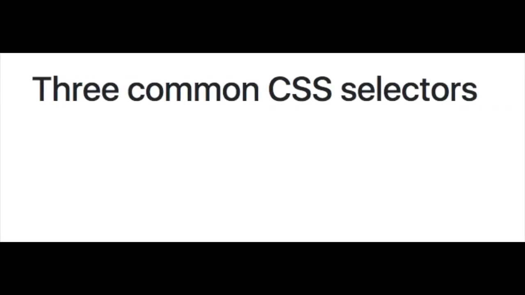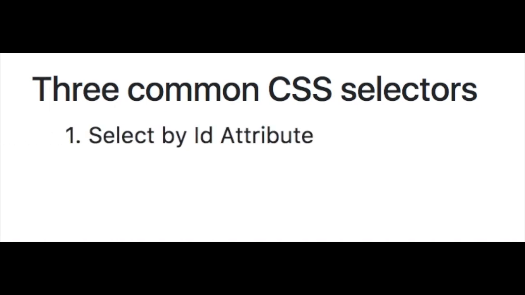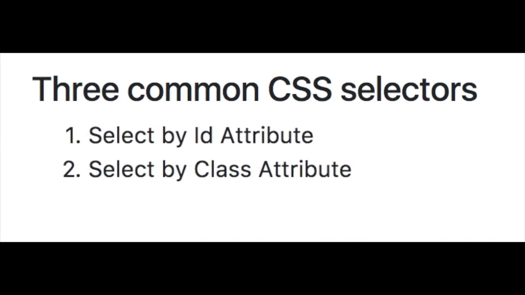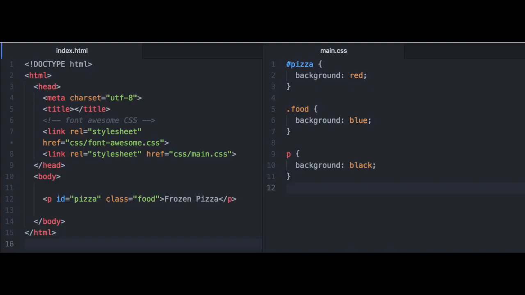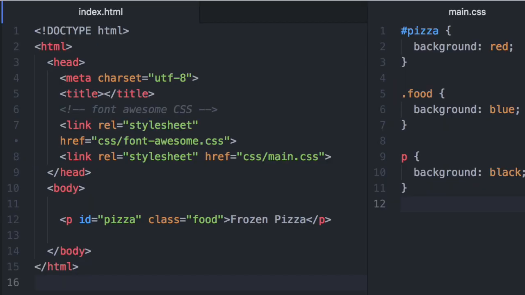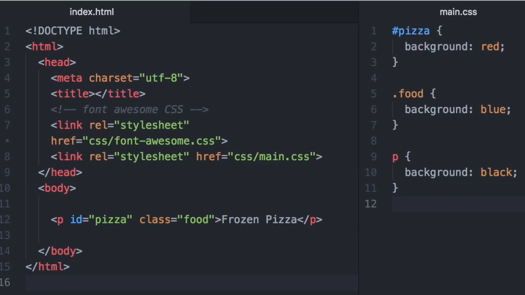As of now, we know three selectors pretty well: the ID selector, the class selector, and the type selector for HTML tags. Each of these selectors is given a weight in CSS, and that weight is used to determine which selector will apply the value for a given property on a given element. So let's take a look at an example so we can see how this works.